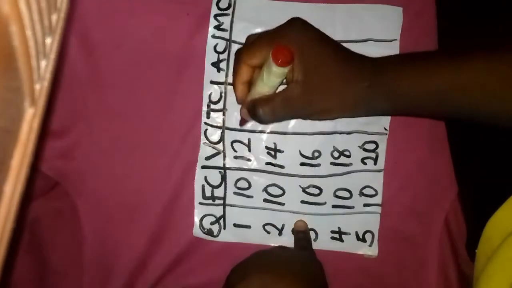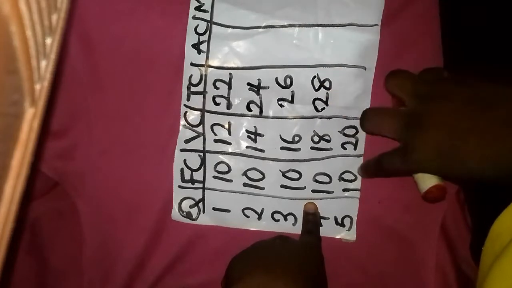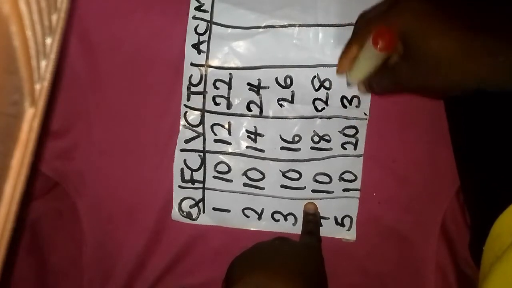So I'm going to say this plus this, 10 plus 12, which will give me 22. And I'm going to say 10 plus 14, which is going to give me 24. I'm going to say 10 plus 16, which will give me 26. I'm going to say 10 plus 18, which will give me 28. And I'm going to say 10 plus 20, which will give me 30. So I've calculated my total cost from my fixed cost and variable cost.